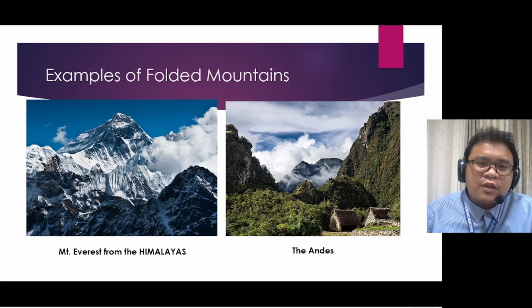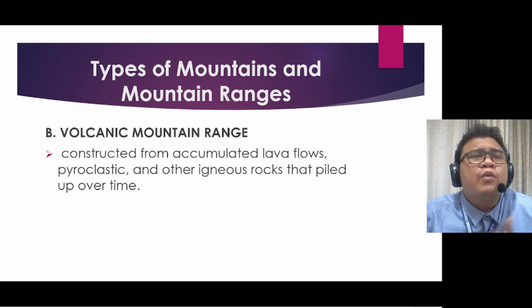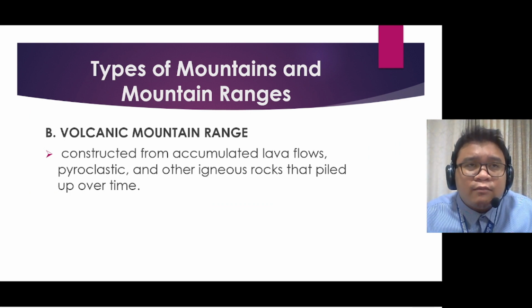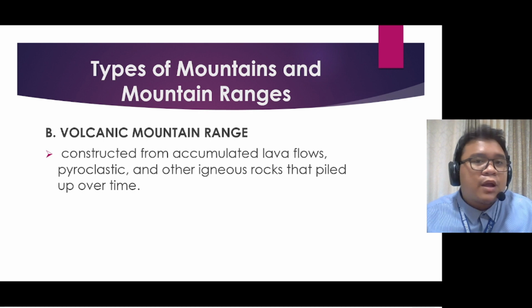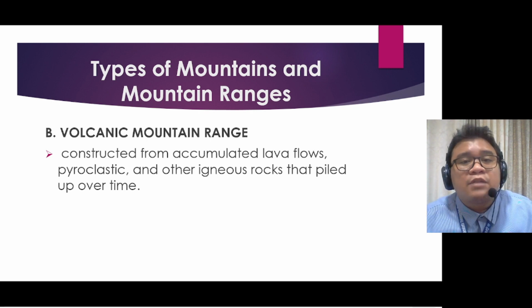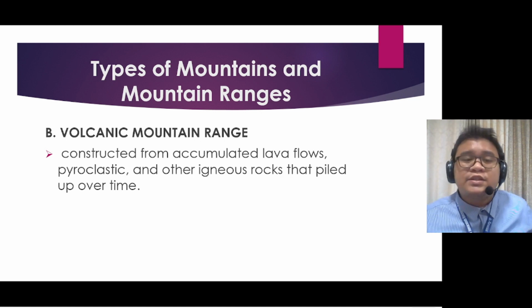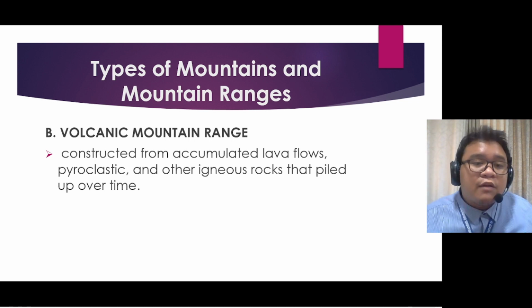Another type of mountain is the volcanic mountain range. From the word itself, these are constructed from volcanic materials. Specifically, they are constructed from accumulated lava flows, pyroclastic material, and other igneous rocks that piled up over time because of the different volcanic activities and eruptions occurring in a nearby volcano.